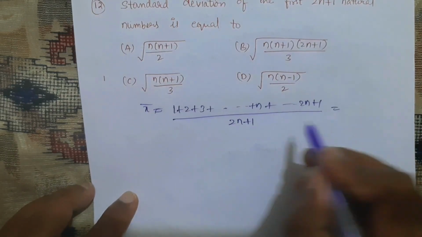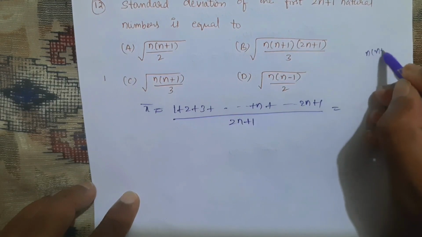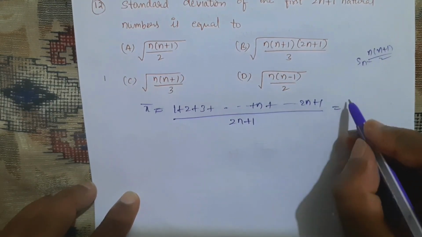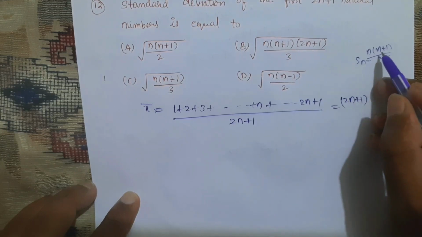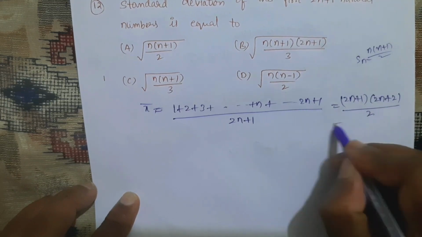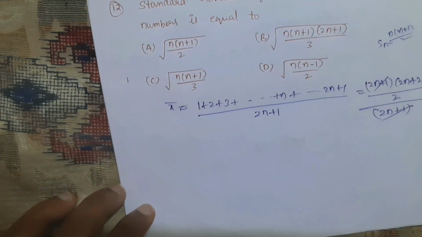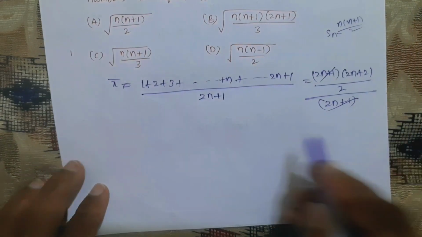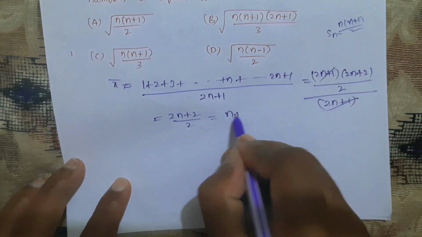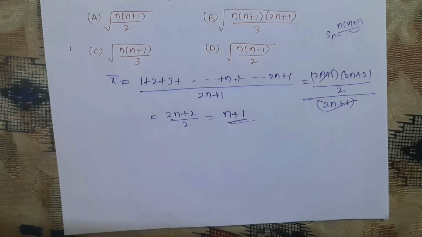We know how to find the sum in the numerator, because it is in the form of n into n plus 1 by 2, the Sn formula. But here, instead of n we have 2n plus 1, so 2n plus 1 into n plus 1, nothing but 2n plus 2 divided by 2, whole divided by 2n plus 1. This 2n plus 1 cancels with this 2n plus 1. Here we got 2n plus 2 divided by 2. Taking 2 common, you will get n plus 1. That means the mean x bar is equal to n plus 1.